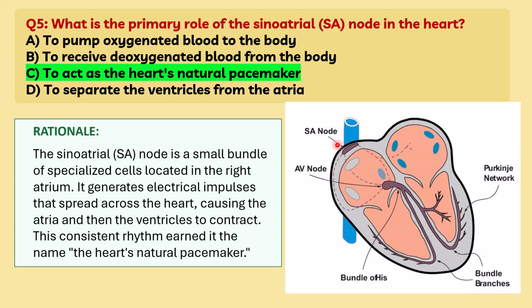You can see the sinoatrial node is here in the right atrium. The sinoatrial node is a small bundle of specialized cells located in the right atrium. It generates electrical impulses that spread across the heart, causing the atria and then the ventricles to contract. You can see the impulse is going like this from SA node to AV node. Then it spreads through the bundle of His and bundle branches. Then to the Purkinje network. This consistent rhythm earned it the name the heart's natural pacemaker.